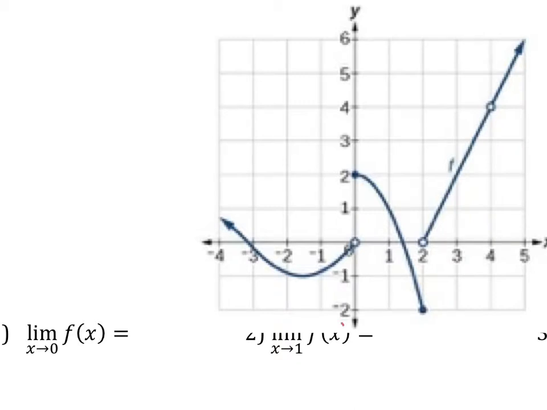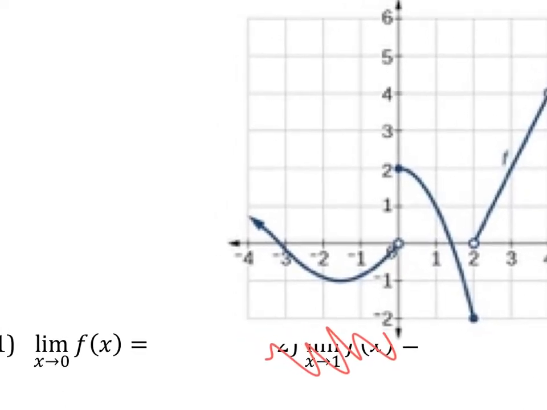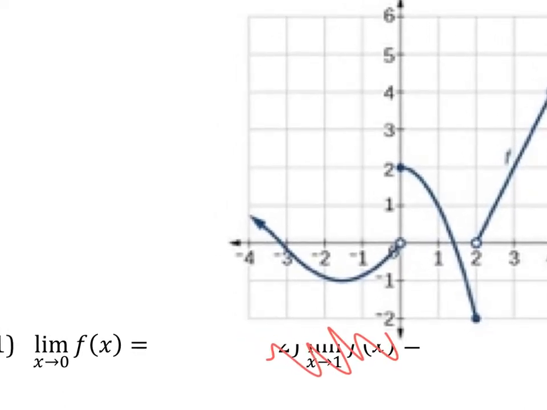Do you remember these? Okay, so 2, sorry, this one's kind of stuck there. So look at this graph here. Go ahead and do number 1. Limit as x goes to 0. Okay, so what do you guys think the answer is? 0 or 2? Or does not exist?